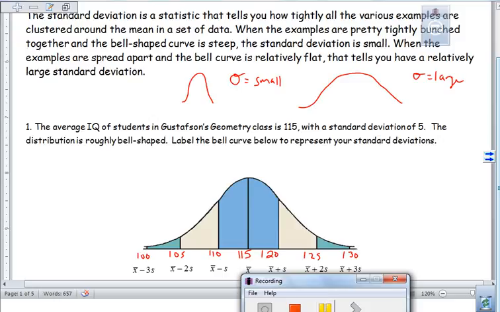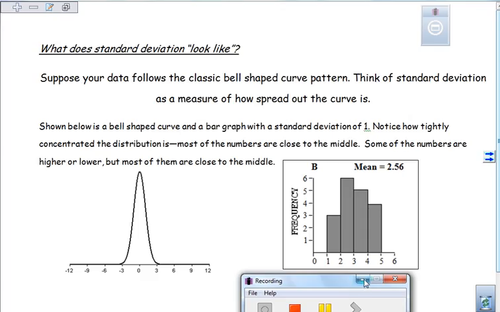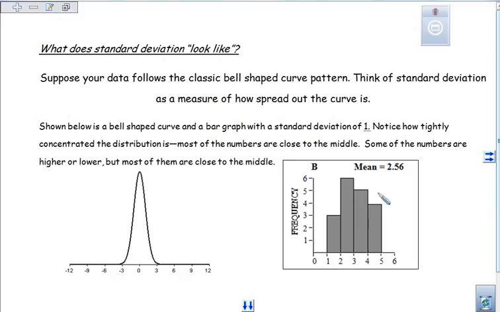Try another one. With an X bar of 117, we can add a standard deviation of 3 every time, and then on the left side we're subtracting 3. What does standard deviation look like? Suppose your data follows the classic bell-shaped curve pattern. Think of standard deviation as a measure of how spread out the curve is.